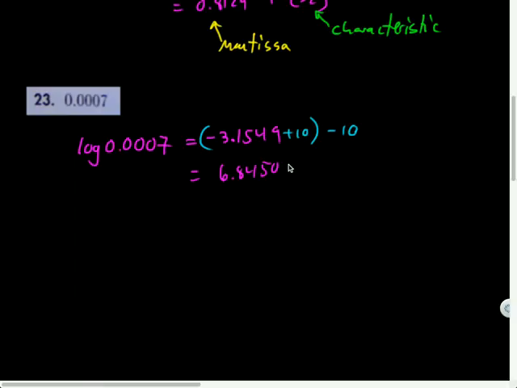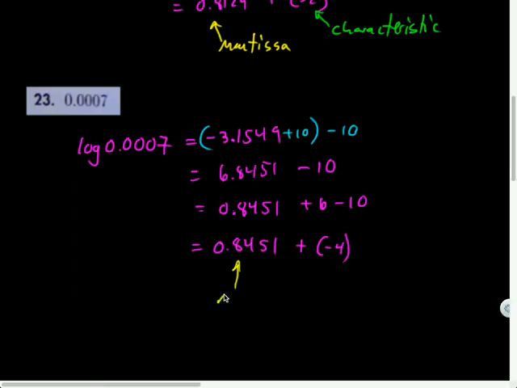Oh, that's 1. I'm a fan of 4 decimal places. Minus 10. So this is the same as 0.8451 plus 6 minus 10, right? If I just move that little 6 part over, 6 minus 10 is, if I'm not mistaken, negative 4, because of the maths. And so therefore, this is the mantissa. And this is the characteristic.